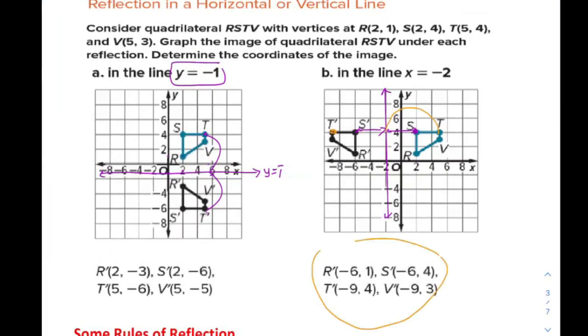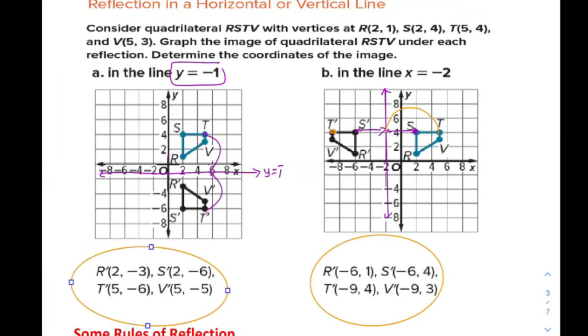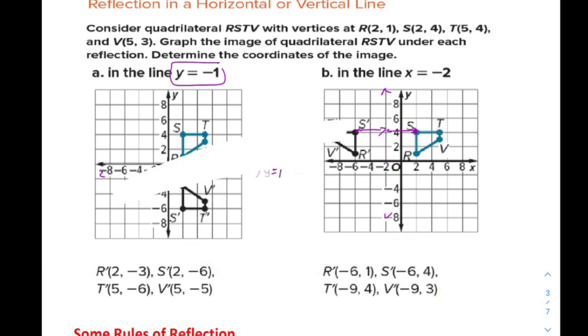Now we will reach the conclusion that these are the points that you will have after reflection. Just copy them. Now we have some rules that might help in this, so you can find it without even drawing this line.